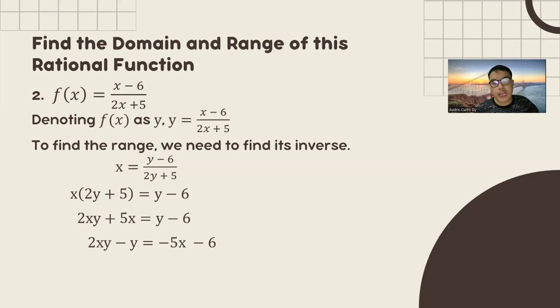While the 5x at the left side will be transposed to the right side, it will become negative 5x minus 6. Therefore, 2xy minus y equals negative 5x minus 6.